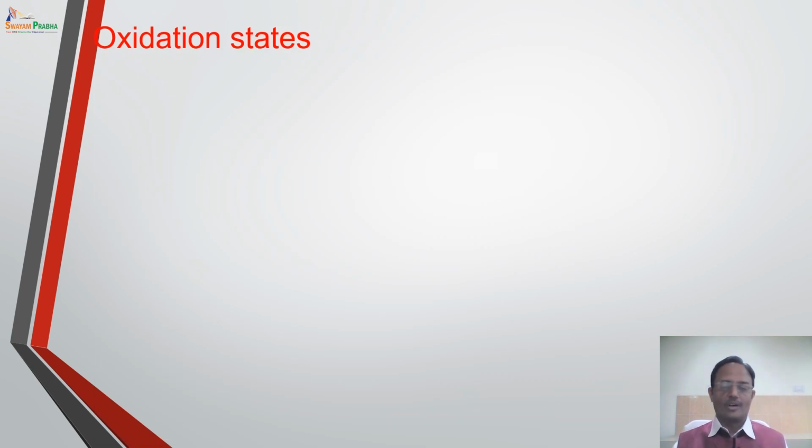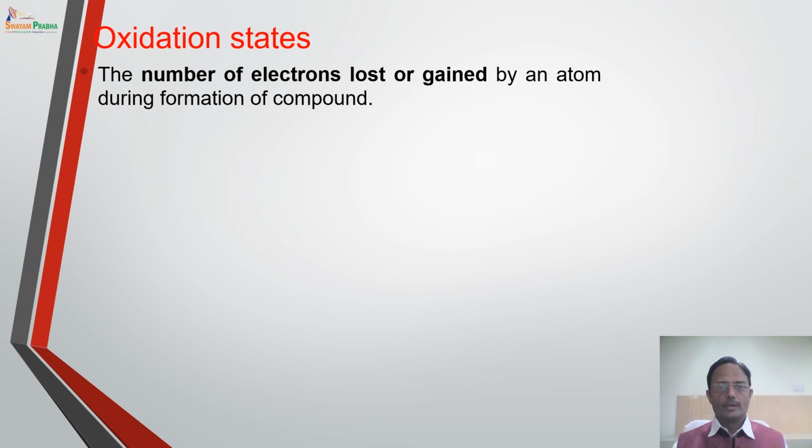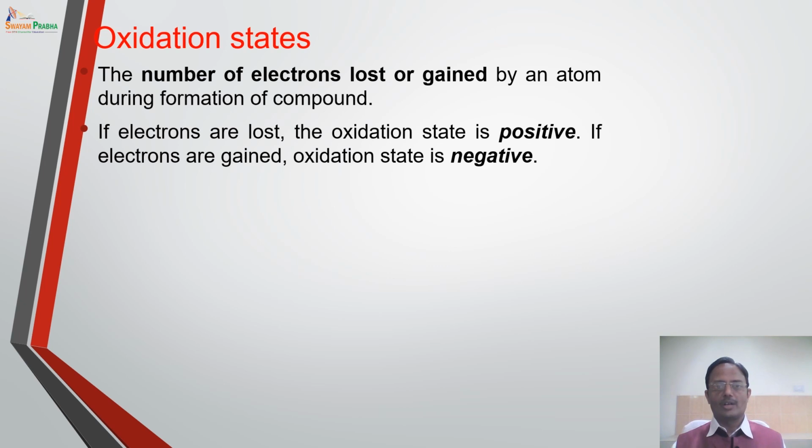Oxidation states of these elements, another periodic property or another property of these 3d series elements. What is oxidation state? It is the number of electrons which are lost or gained by an atom during formation of a compound. So if the electrons are lost, we say that oxidation state is positive. If electrons are gained, the oxidation state is said to be negative.